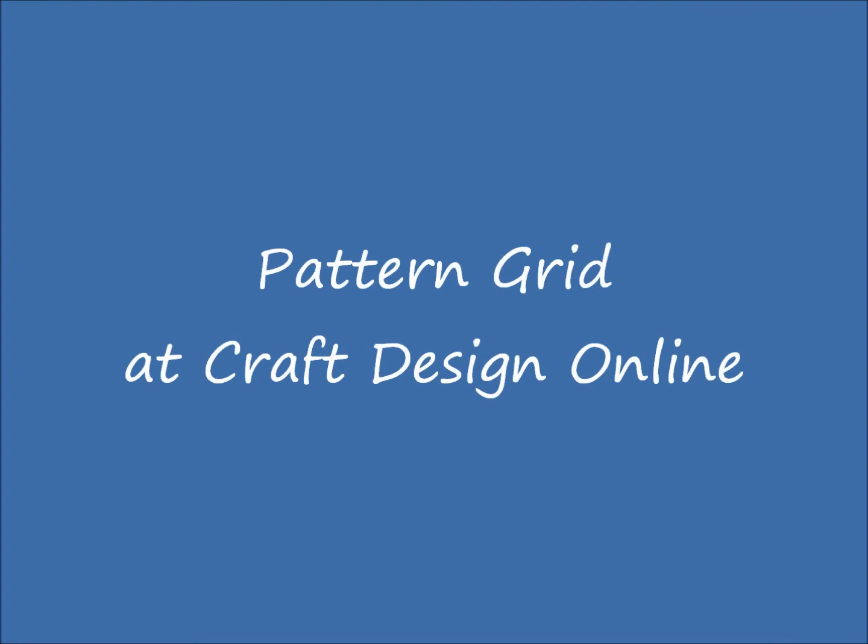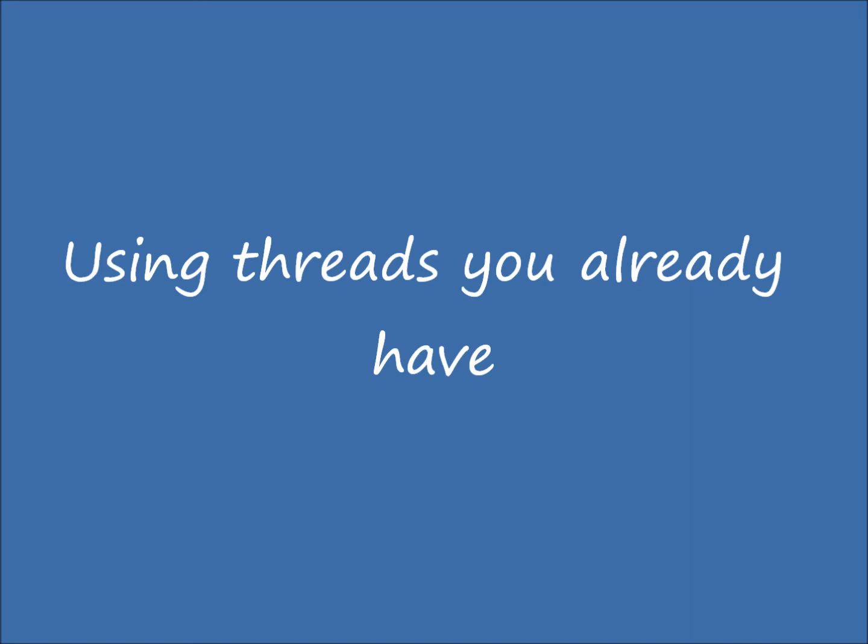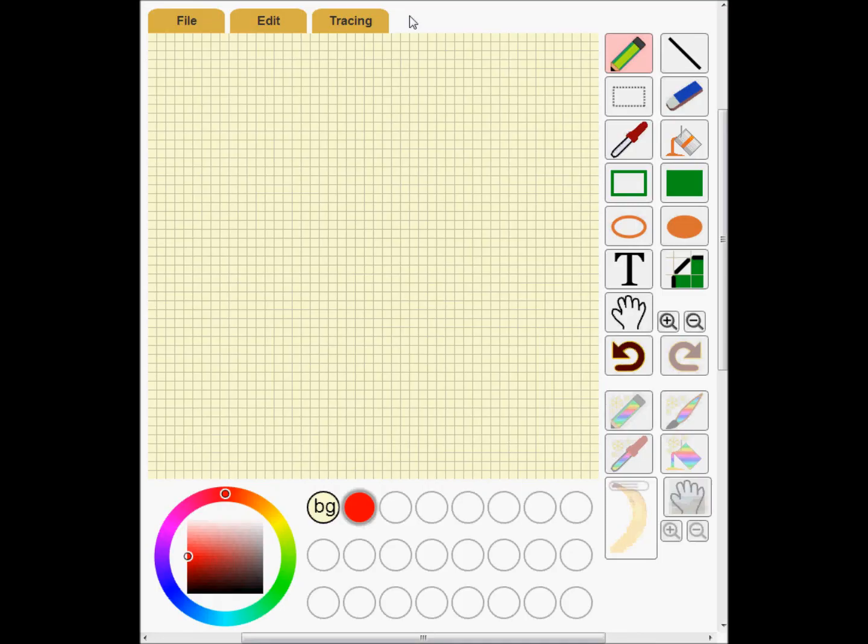In this video, we're going to look at how to use Pattern Grid at Craft Design Online to make a pattern with threads you already have. To do this, we will fill our colour palette with the thread colours we already have, and then use those colours to make the pattern.